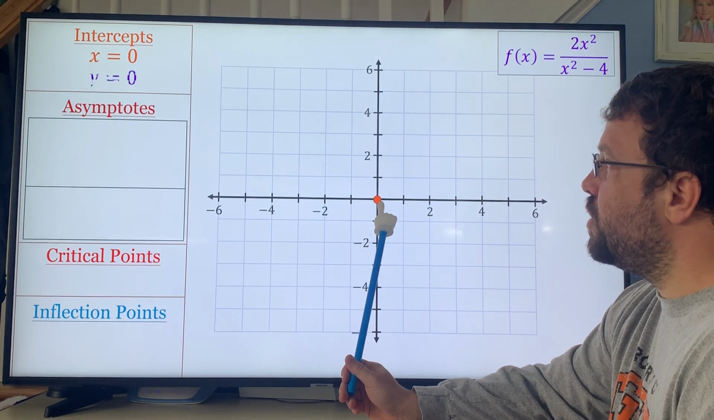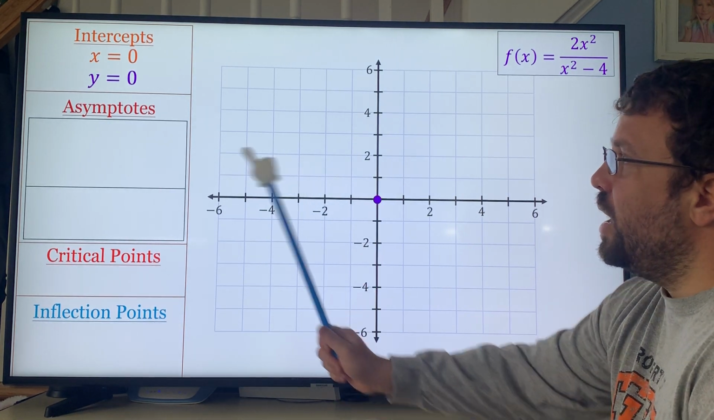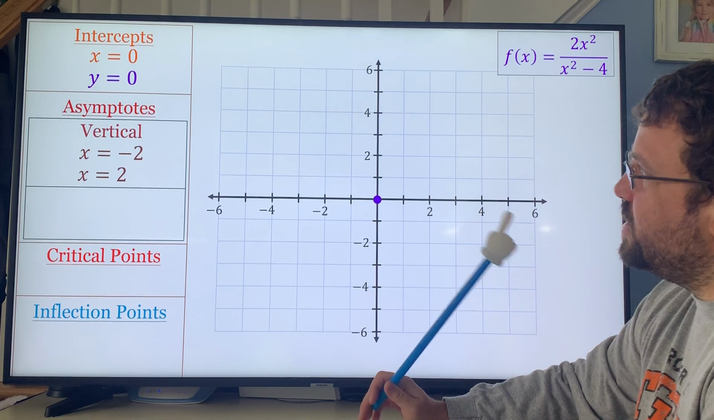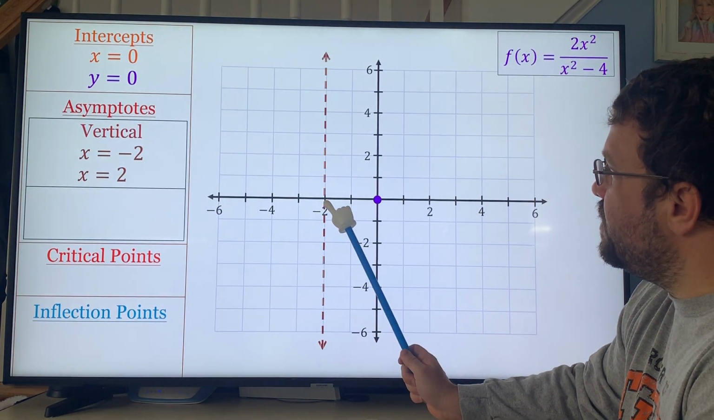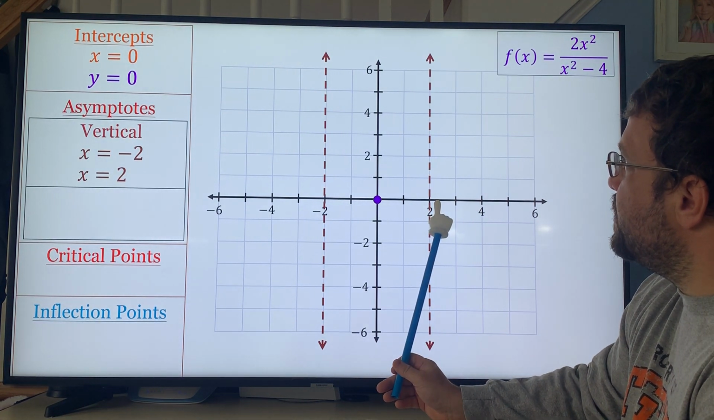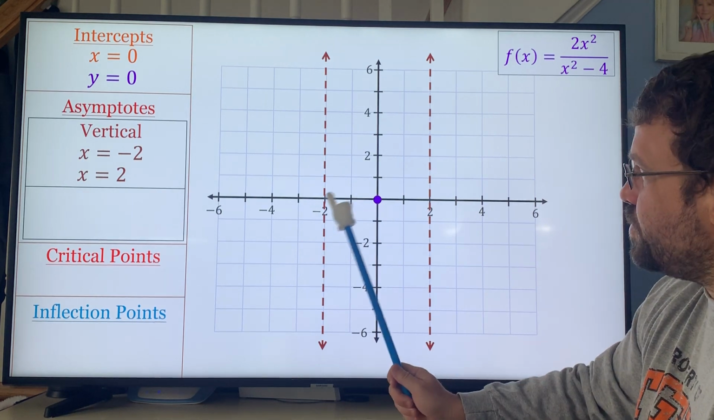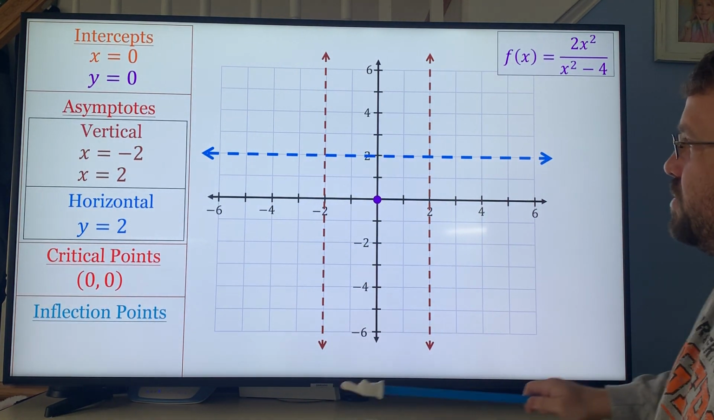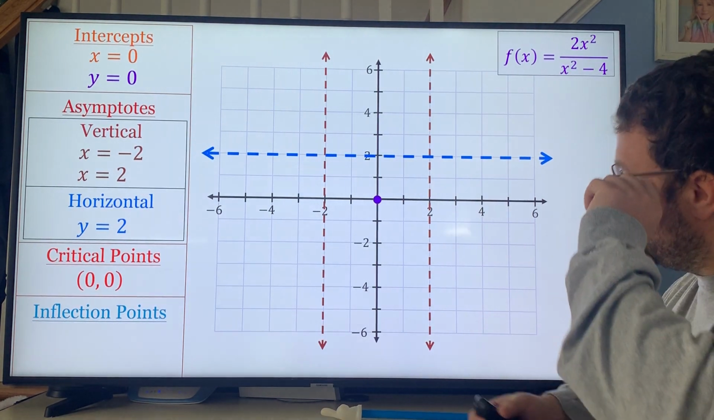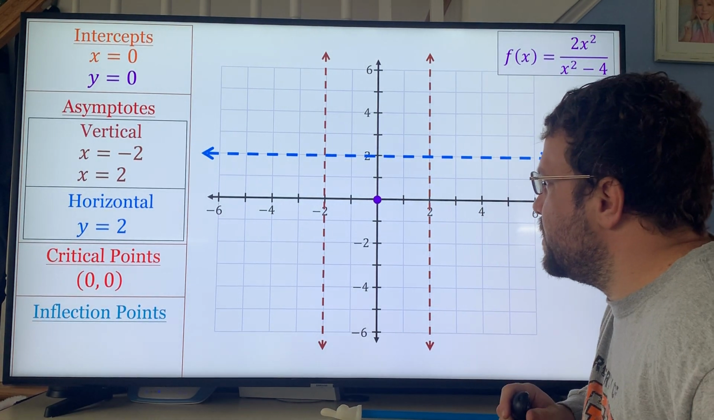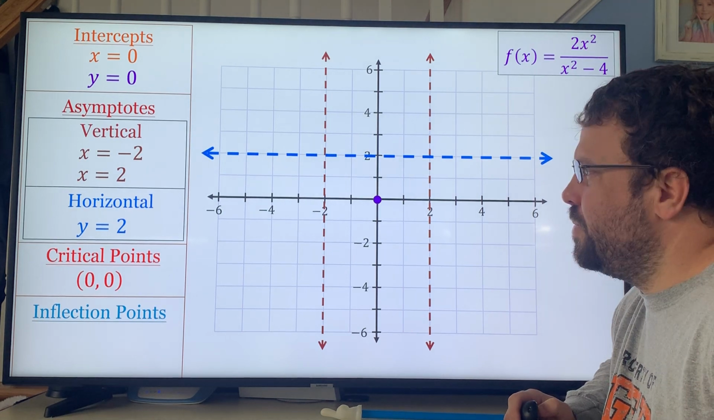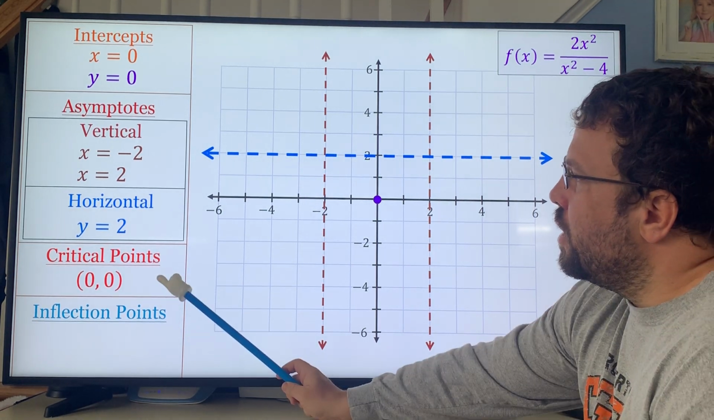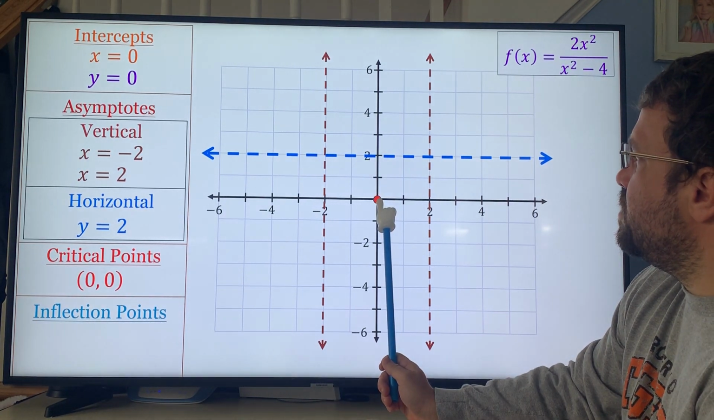What did we say y was? Also 0. Asymptotes, here's where our graph changes. We said there's verticals at x equals negative 2 and at x equals positive 2. So you have two asymptotes. Horizontal, y equals 2. All right, so right here, this gives us a little bit of an idea of what our graph looks like. Critical points, 0, 0.